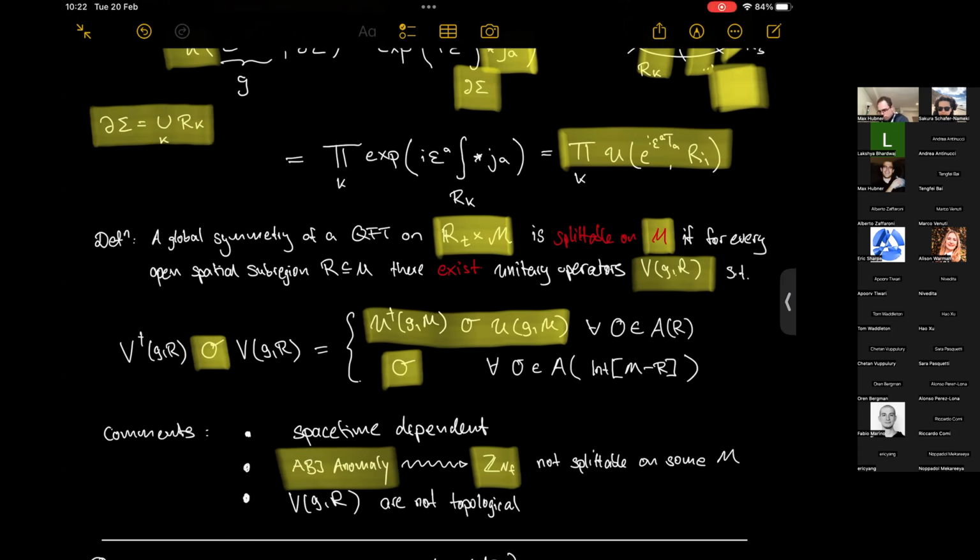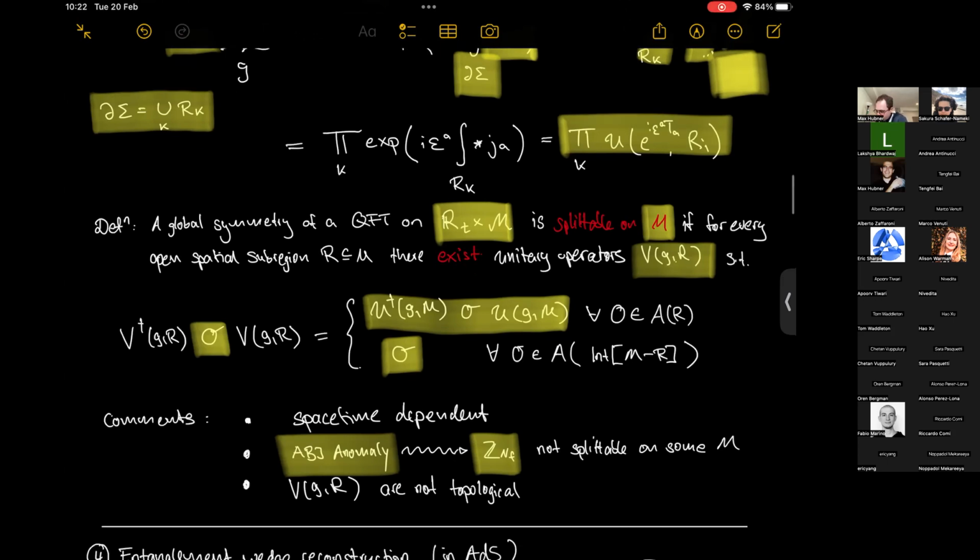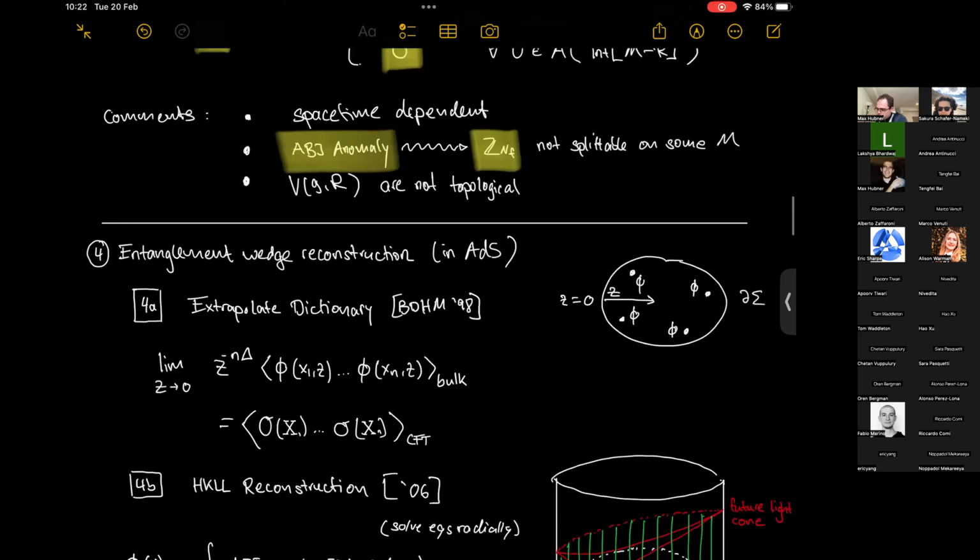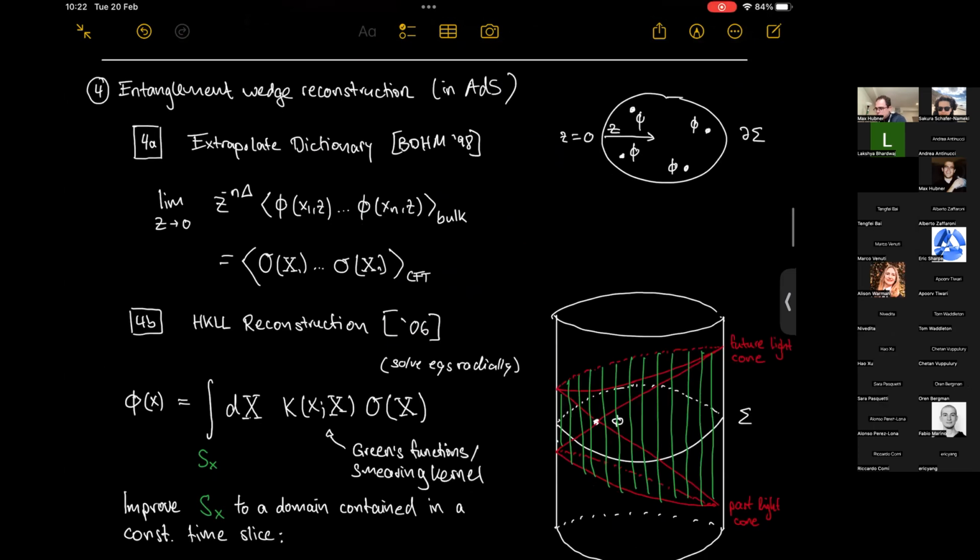Okay, but let's press on and talk about the key player. And this is entanglement wedge reconstruction. And this is something I'm going to review in AdS. It works a bit differently in asymptotic AdS, but the statements I'm going to give later on work fine.